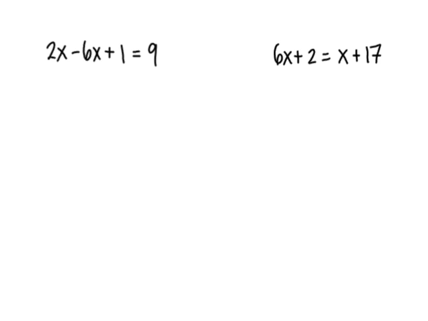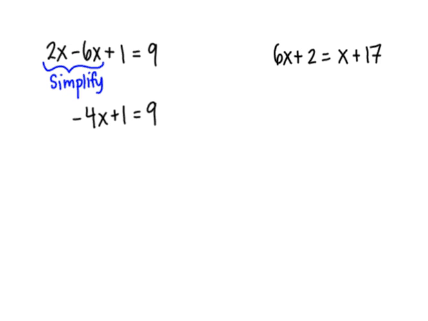In the last two problems on the note sheet, you'll see that they have more than one x, and so we have to deal with that. The first problem is 2x minus 6x plus 1 equals 9. You'll notice those x's are on the same side. Since they're on the same side, you're going to simplify them. 2x minus 6x would give me a negative 4x. Now it's a regular two-step equation.